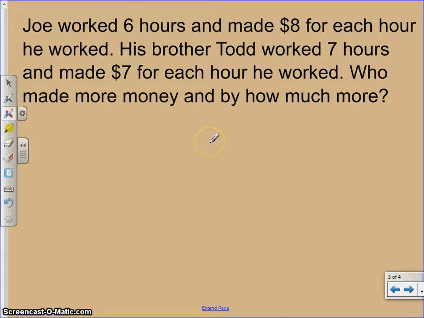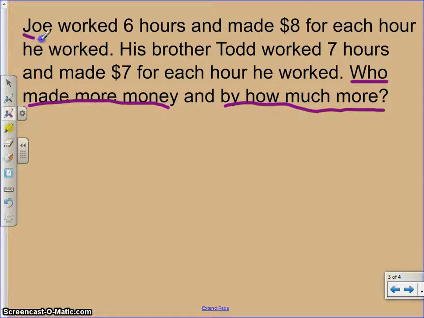This is important because when I look at this question, it's asking me for 2 answers. It wants to know who made more money, and then I also have to say by how much more. So there are 2 answers there. When I write my sentence to answer this question, I need to make sure I have both answers in there. This is really a 3-step problem.